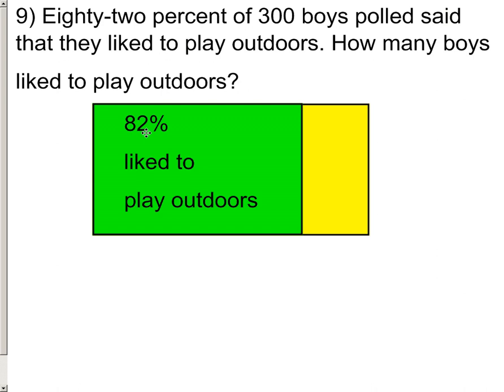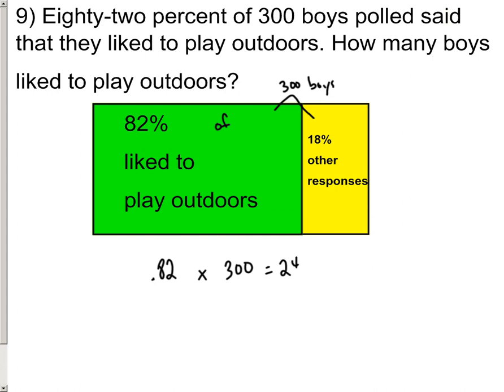What would I add on to 82% to make 100? Well, it'd be 18. And this just gives us the visual representation to let us understand what's going on. Now, remember, 100% represented 300 boys. So, if 300 boys had all voted that they like to play outdoors, the answer to the question would be 300. But only 82% of the 300 wanted to play outdoors, and that's what we want to know. So it's 0.82 times 300. And that would be 246.